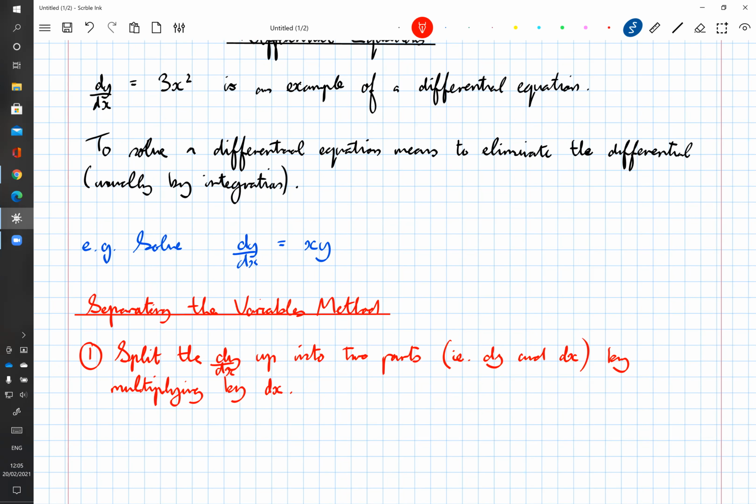Now, this isn't 100% mathematically correct. We're fudging the maths a little bit in order to make it work, because dy by dx isn't a fraction. We shouldn't separate the dy and the dx, but it works too. In this case, it's a good way of thinking about it in order to get the answer. So if we times by dx, we get dy equals xy dx, like that.